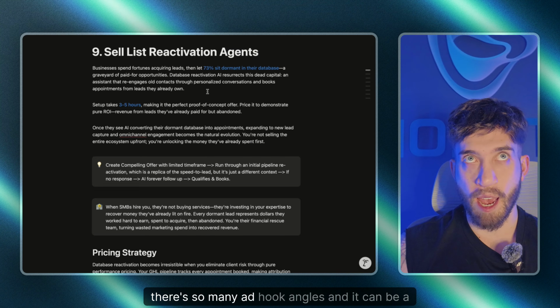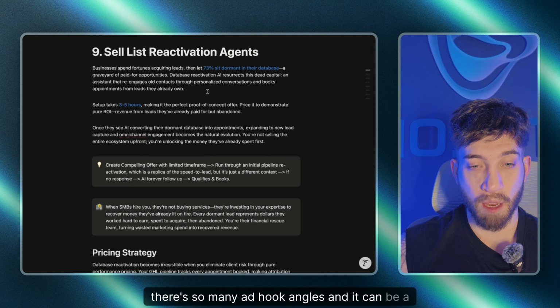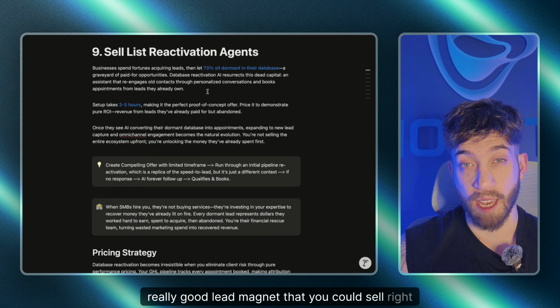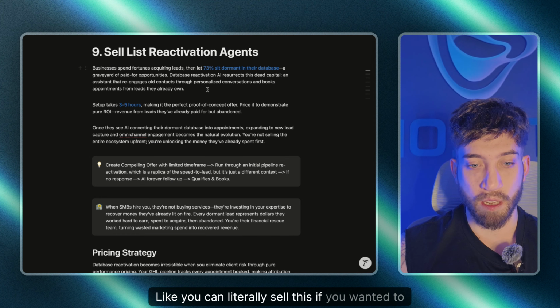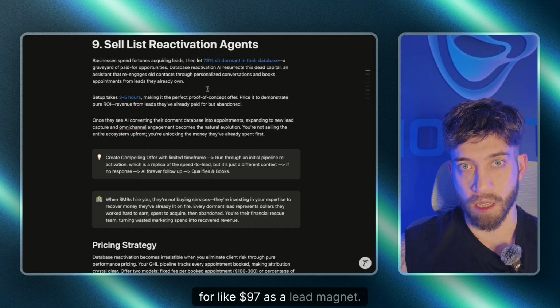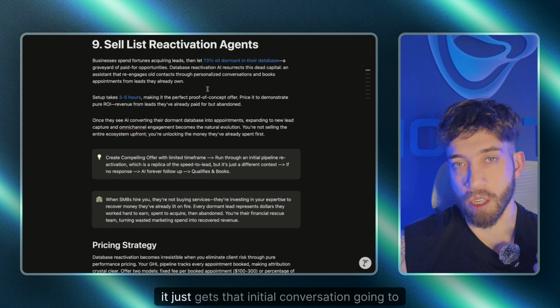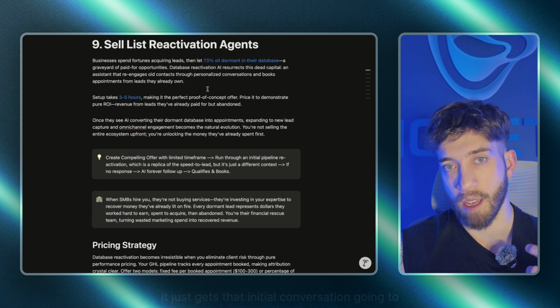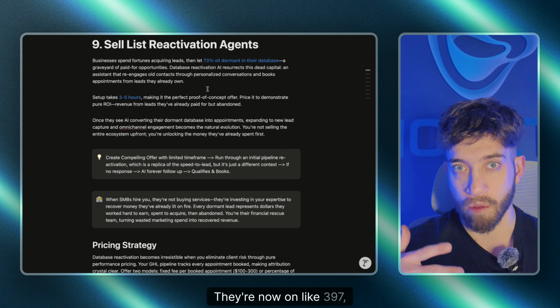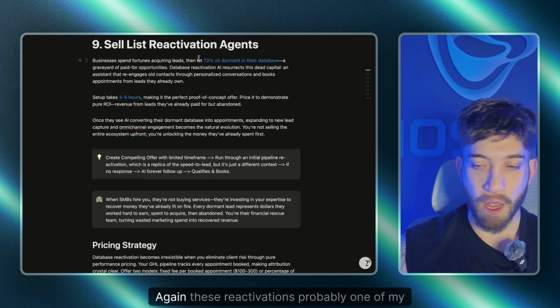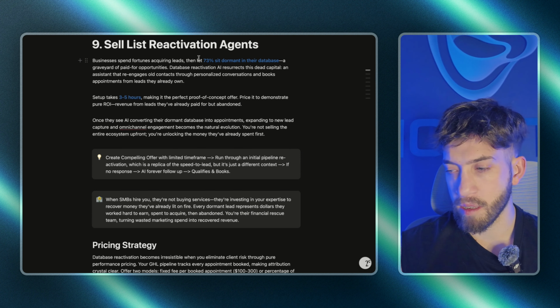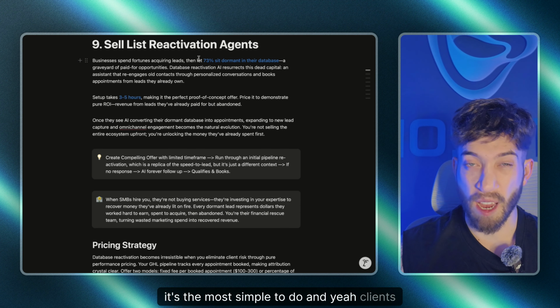There are so many ad hook angles, and it can be a really good lead magnet that you could sell really cheap. You can literally sell this if you wanted to for like $97 as a lead magnet, because even if they get a bit of money, it just gets that initial conversation going to then sell the other services, and voila, they're now on $397, $497 a month, and they're happy with you. Again, lead reactivation is probably one of my favorite things. It's the simplest to do, and clients usually love it.